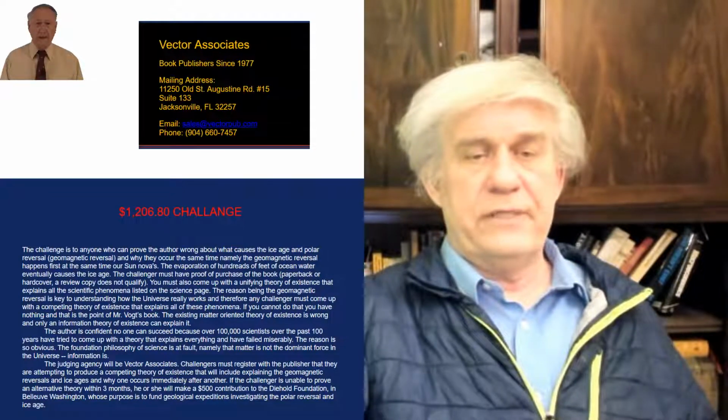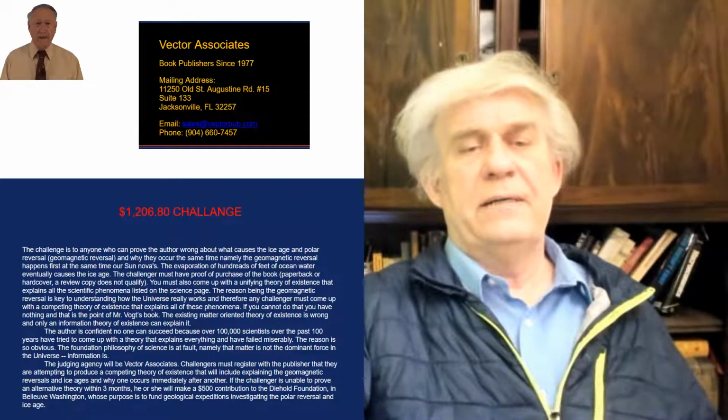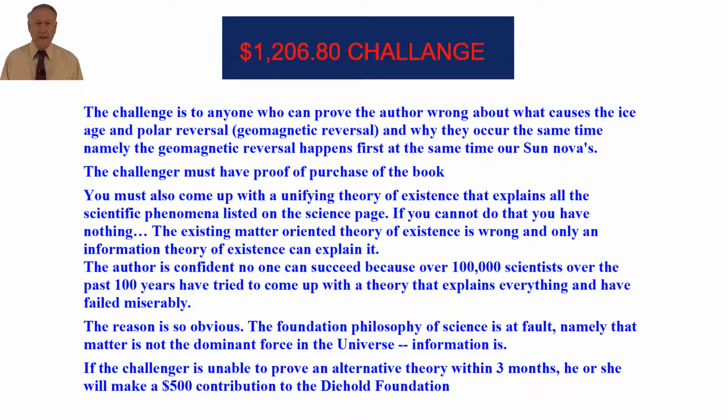Now, I don't know if you can read that. Let me put a bigger and more concise version of what he's got there. That's your $1,200 challenge, I'm sorry. The challenge is to anyone who can prove the author wrong. I love this. About what causes the ice age and polar reversal, geomagnetic reversal, and why they occur at the same time. Namely, the geomagnetic reversal happens first at the same time our sun novas.